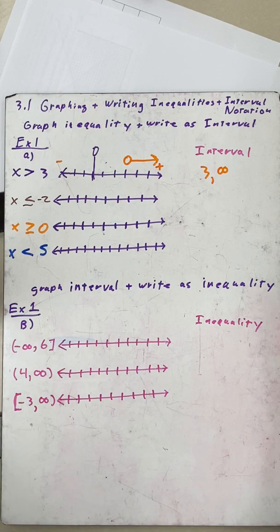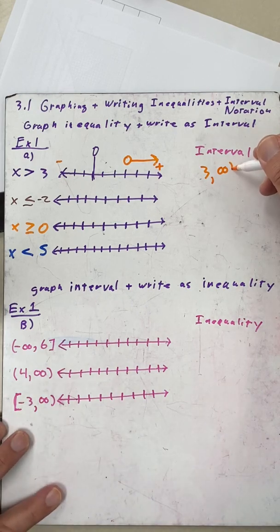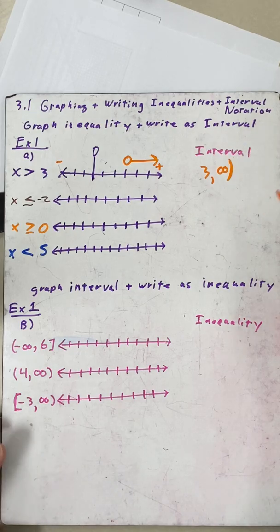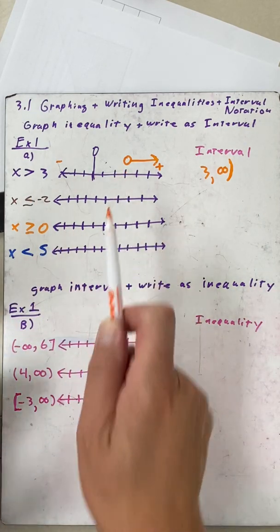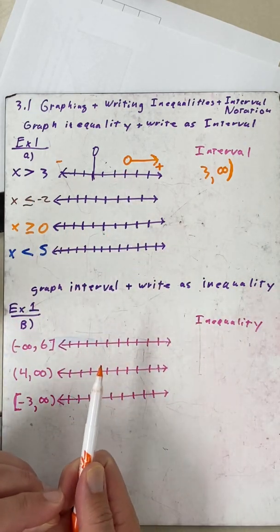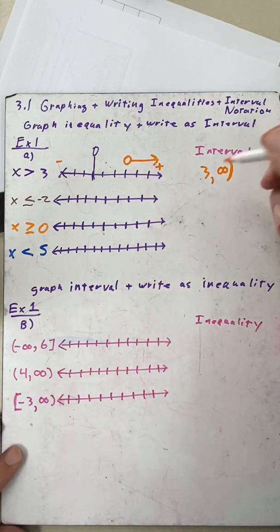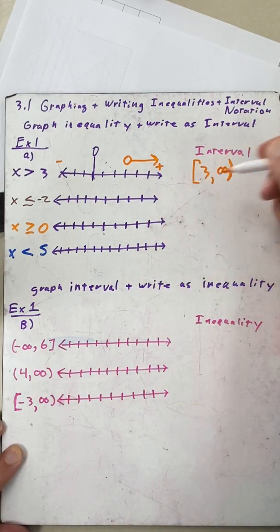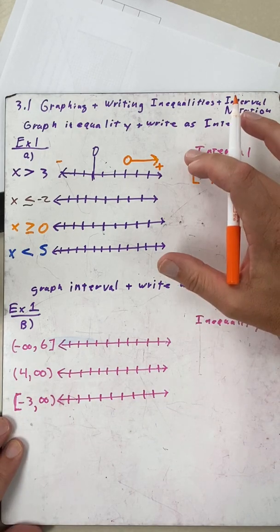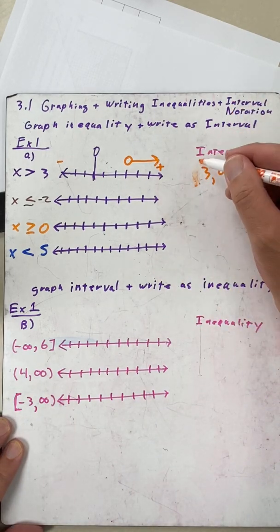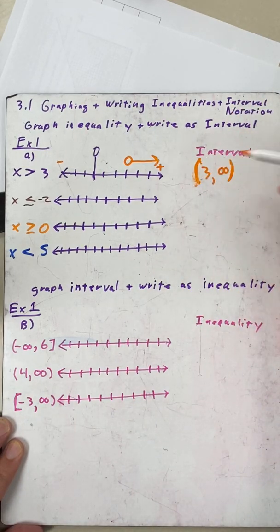Now, infinity, we always use a parenthesis, which means it doesn't include it. Now, these open and closed circles are going to have to be either a parenthesis or a bracket. If it's an open circle, we're going to use a parenthesis, and if it's a closed circle, a bracket.